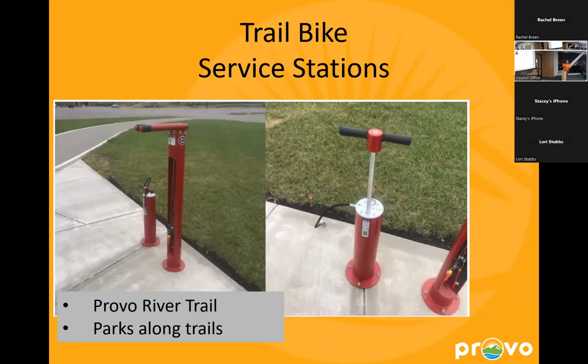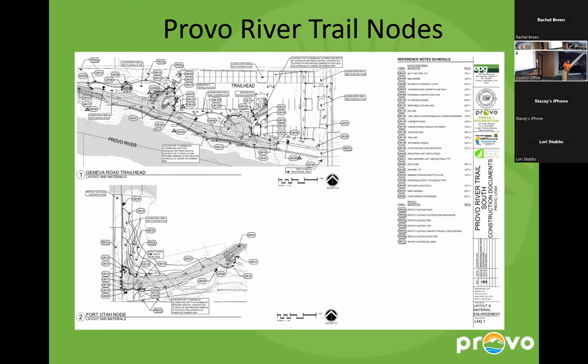And then the 4th one, Provo River Trail nodes. As part of the planning for the major Provo River Trail improvements that occurred a couple of years ago, there was a design for these nodes where there's a plaza, some concrete, additional concentration of benches and or tables, and more of a social gathering place off of the trail surface. They're called a node by the designer, but these are already planned.